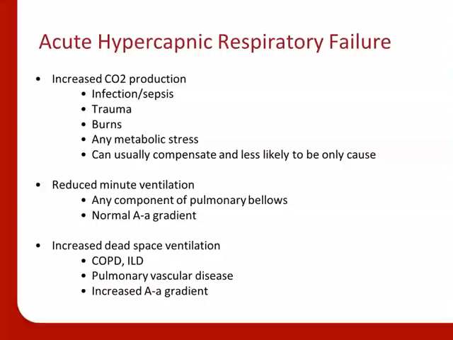Things that affect dead space ventilation, COPD, so you have areas that may not be ventilated as well but are still perfused. You have interstitial lung disease, where you have just thickening of the interstitial space and giving you dead space. Pulmonary vascular disease, all of these things will increase the AA gradient.